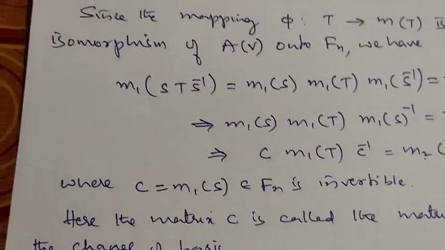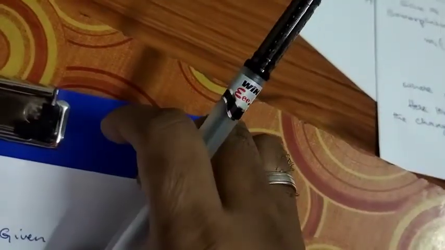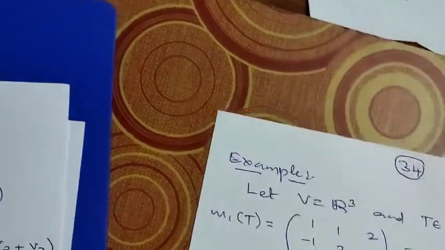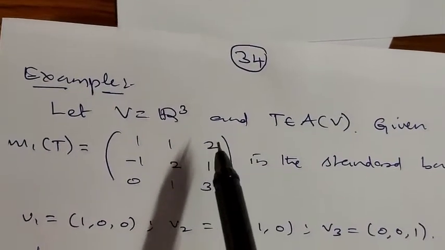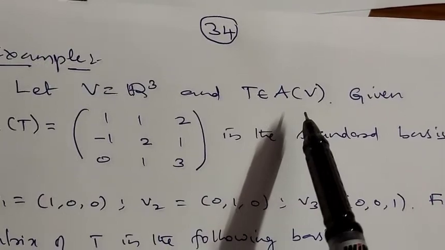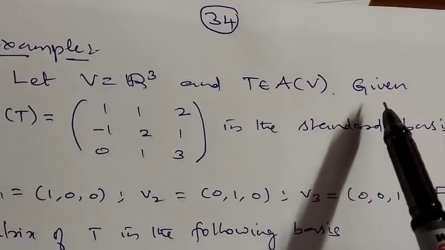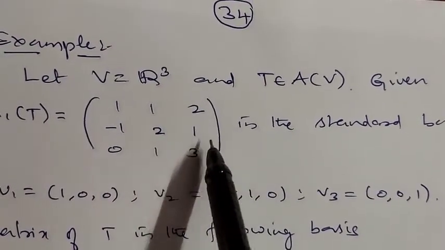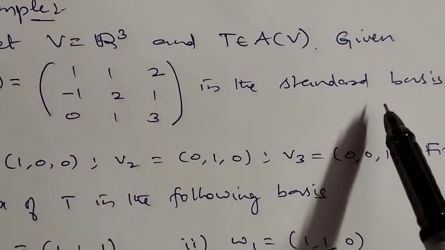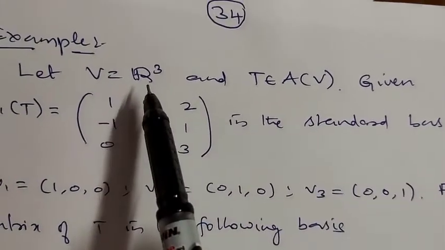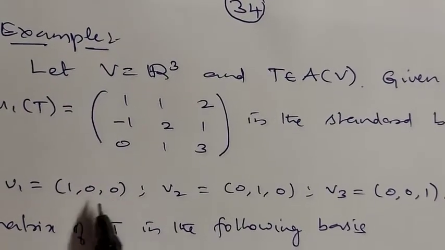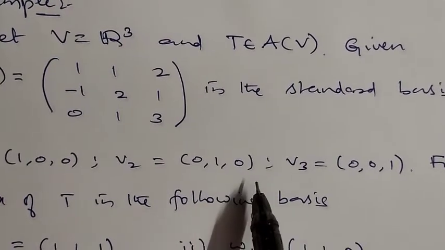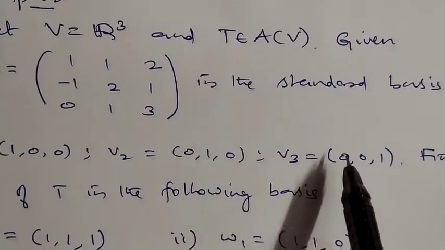Okay. So now let's verify this theorem by taking particular examples. Say first I will take an example of this type. Suppose we have a vector space V equal to R3, and suppose we have a transformation T belongs to A of V. Given M1 of T, the matrix of T, is equal to 1 1 2, minus 1 2 1, 0 1 3 in the standard basis. What is the standard basis of R3? V1 is equal to 1 0 0, V2 is equal to 0 1 0, V3 is equal to 0 0 1. These are the standard basis.